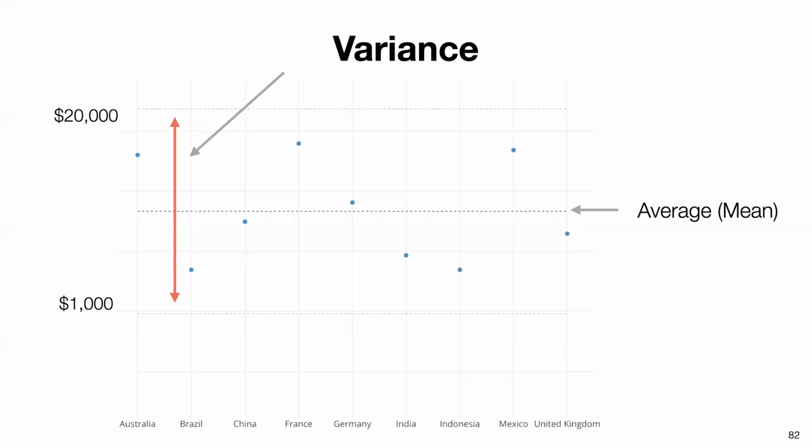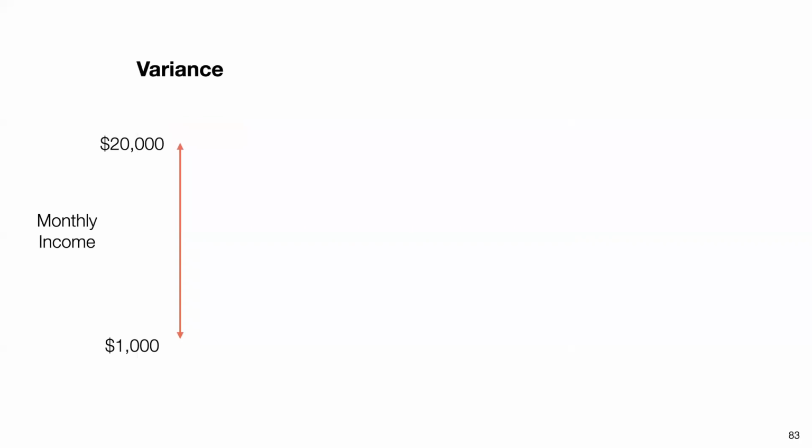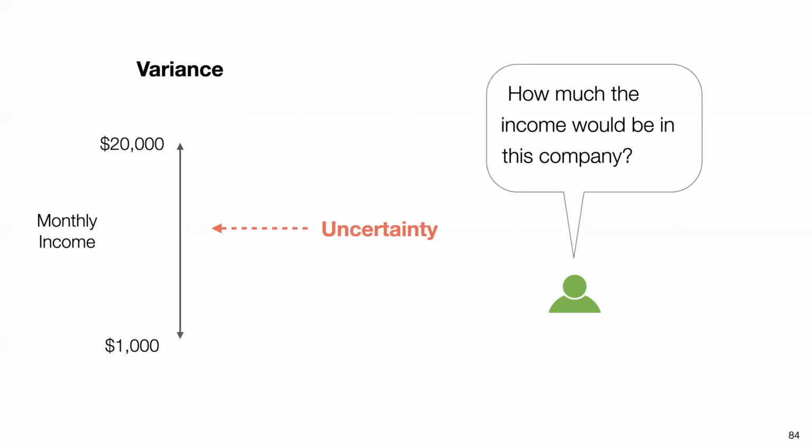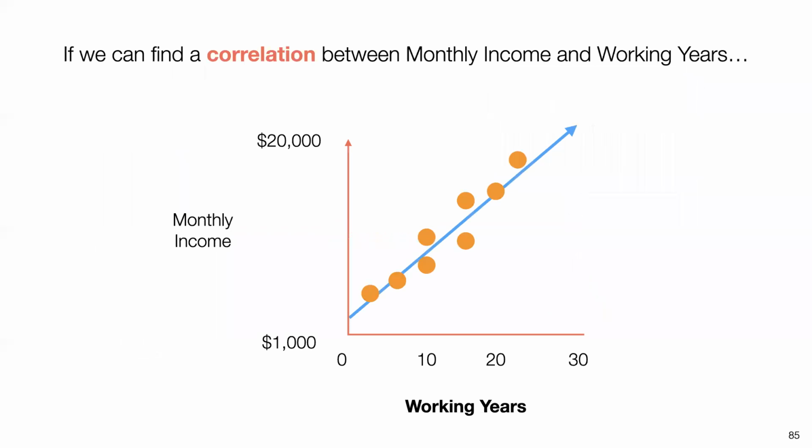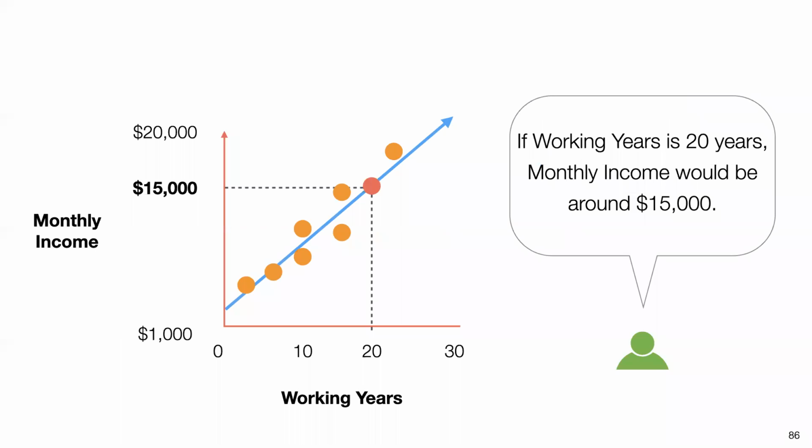But then typically the number goes up and down, right? These things, we call uncertainty. For example, monthly income ranging from 1,000 to 20,000. We don't know how much income a given person is making, because the range is so big. But if we can find a correlation between monthly income and something else, for example, working years, then all of a sudden we can start being able to answer. Let's say if your working years is 20 years, then you are most likely going to get paid around $15,000 a month or something like that.